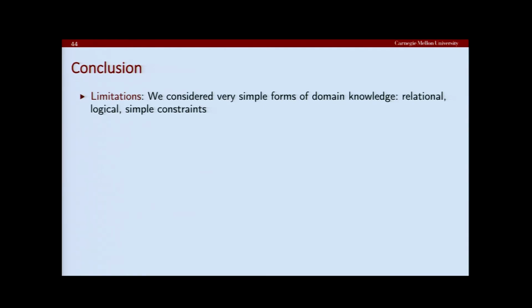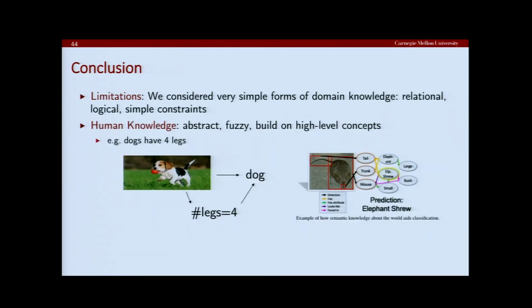So one of the limitations I see today, in what I've presented and what people are doing in the community as well, is that we're typically only considering very simple forms of domain knowledge. We've looked at relational knowledge, which is triplets of knowledge graphs, logical rules, simple constraints. And if you look at human knowledge, it's quite challenging. It's abstract, it's fuzzy, you're typically building on some high-level concepts.